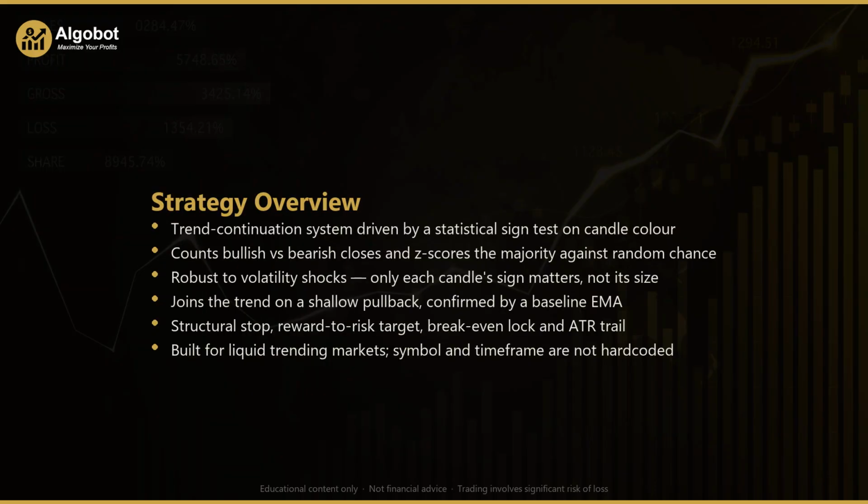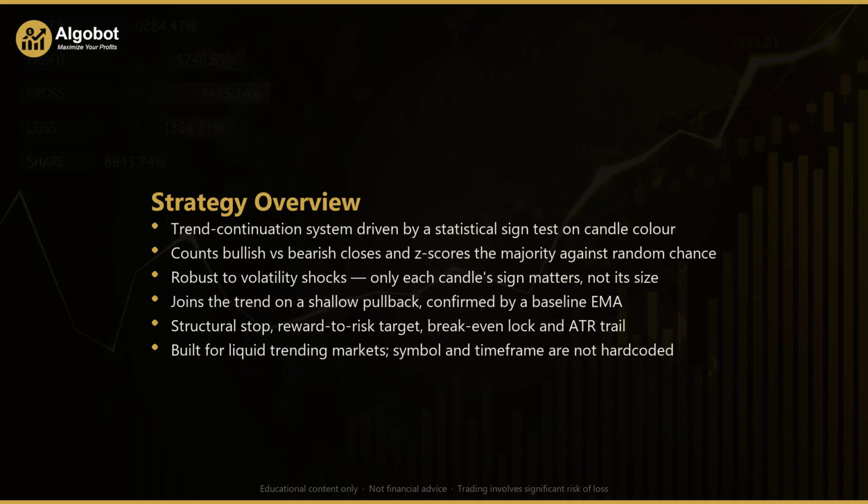So what exactly does Directional Majority Pullback do? At its core, this expert advisor is a trend continuation system. It tries to identify when a market has a genuine, measurable directional bias, and then it looks to join that bias on a shallow pullback rather than chasing an extended move. What makes it distinctive is the tool it uses to define the trend.